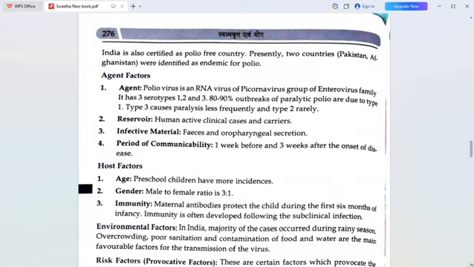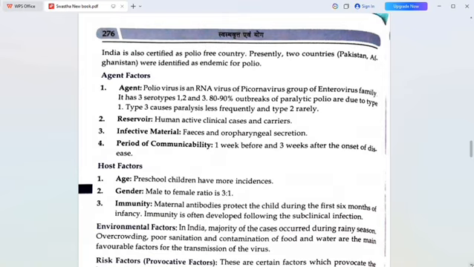Third is infective material. Infective material is feces and oropharyngeal secretion of humans. So it is transmitted through the fecal-oral route. As I said earlier, the feces and the oropharyngeal secretion cause this infection. The period of communicability is 1 week before and 3 weeks after the onset of disease. So 1 week before the disease or 3 weeks after the disease.